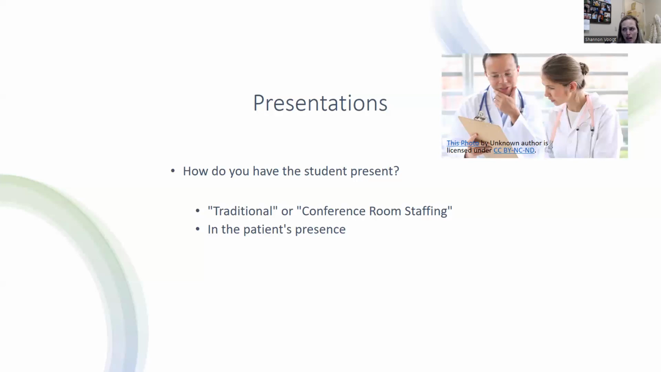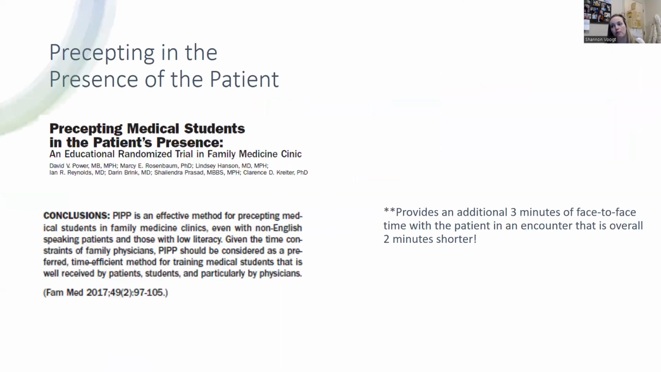And it takes a little bit of time. So as you all know, when you're running way behind and there are four more people waiting in rooms, this can feel a little bit rushed to have to sit out and listen to everything and then go back in the room with the patient and the student. So I would like to encourage you, especially in those moments, to try precepting in the patient's presence to save time and to also improve your patient experience.